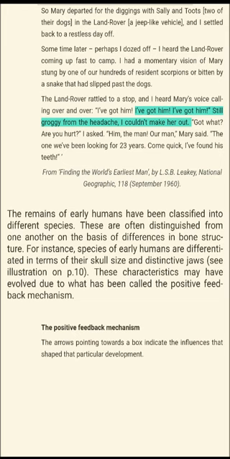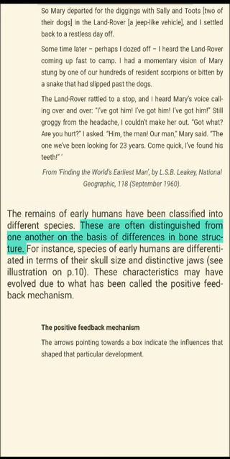The Land Rover rattled to a stop, and I heard Mary's voice calling over and over, 'I've got him. I've got him. I've got him.' Still groggy from the headache, I couldn't make her out. 'Got what? Are you hurt?' I asked. 'Him, the man. Our man,' Mary said. 'The one we've been looking for 23 years. Come quick, I've found his teeth.'" From Finding the World's Earliest Man by L.S.B. Leakey, National Geographic, 118, September 1960.